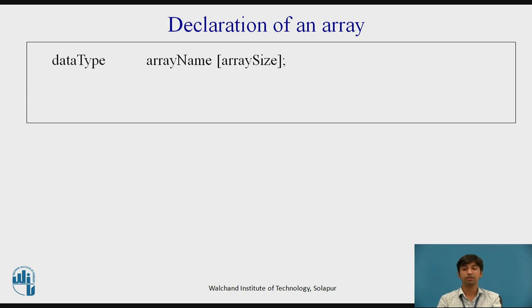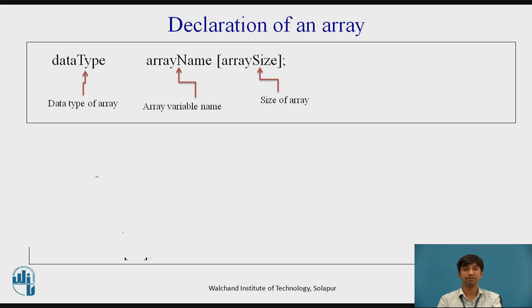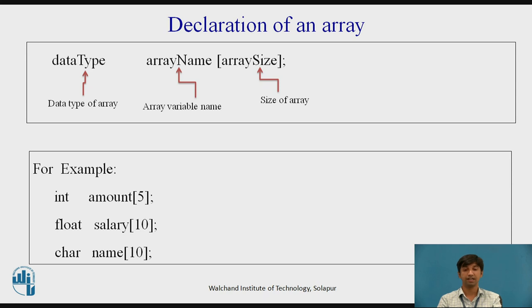In order to declare an array in C, a programmer specifies the type of the elements, name of the array, and the number of elements required by an array as follows. That is, type, array name, array size. This type of array is called a single dimensional array. The array size must be an integer constant greater than 0 and type can be any valid C data type.